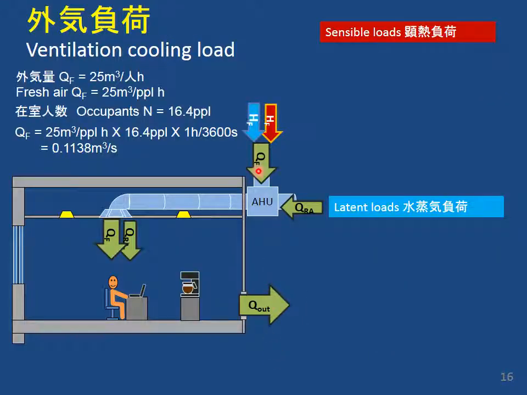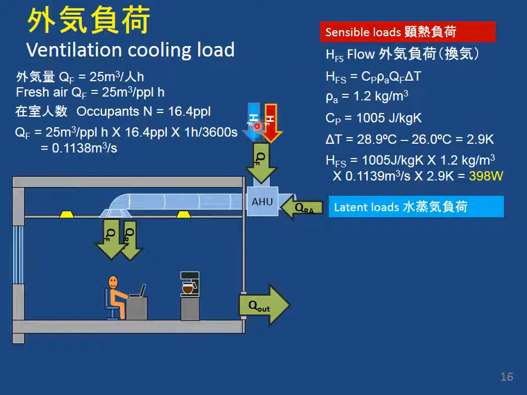Last, we need fresh air to come into the room to keep everybody healthy. So some fresh air from the outside comes in and then is exhausted out. Some of it is recycled as return air. But for us, we need to know how much energy do we need to cool this fresh air for the room. The problem says we need 25 meters cubed per person per hour, and we know there's 16.4 people, so the flow of air in meters cubed per second is here. So the sensible heat to change that air temperature from 28.9 to 26 is this equation with the density and the specific heat, so 398 watts.